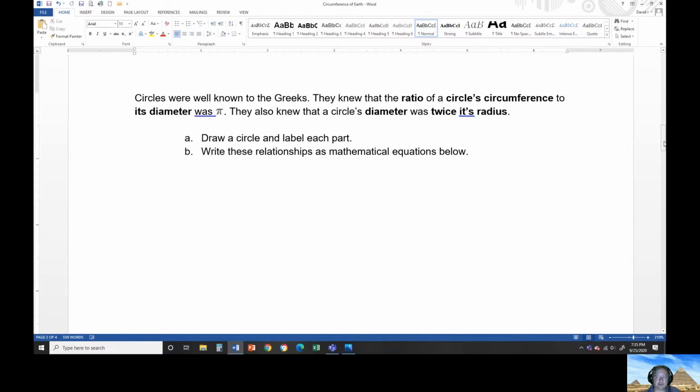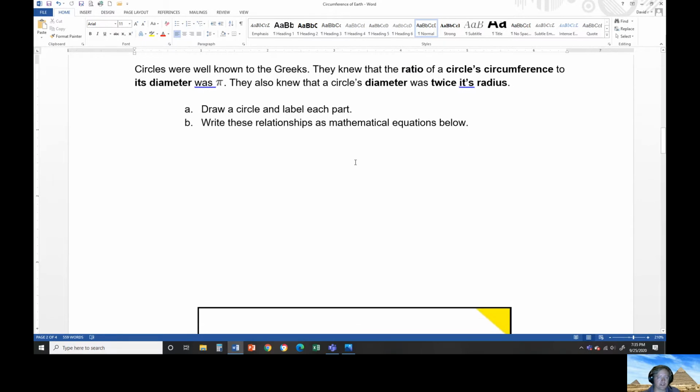Now, circles were very well known to the Greeks. The Greeks were excellent mathematicians. They were also excellent astronomers. The Greeks knew that this ratio of a circumference divided by the diameter of a circle is equal to pi, which is 3.14 plus a whole bunch of numbers that never end. Just to make you feel better, we're going to put it in the little symbol form.